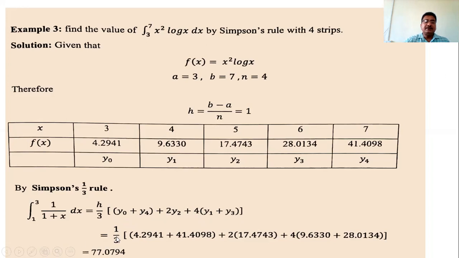And then 1 by 3, the value of h is 1. So 1 by 3 and substitute: y0 is 4.2941 plus y4 is this value plus 2 times y2, y2 is this, and 4 times y1 plus y3. Substitute all the values and find the answer using a calculator, and the answer is 77.0794. This is the integration 3 to 7 x square log x dx.